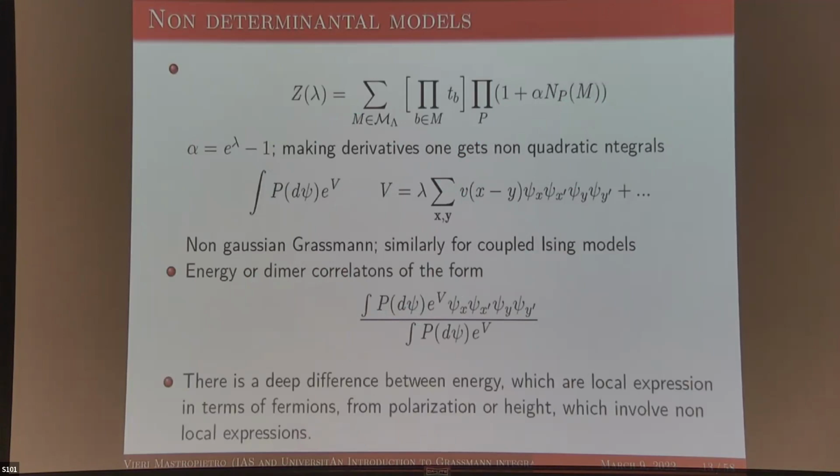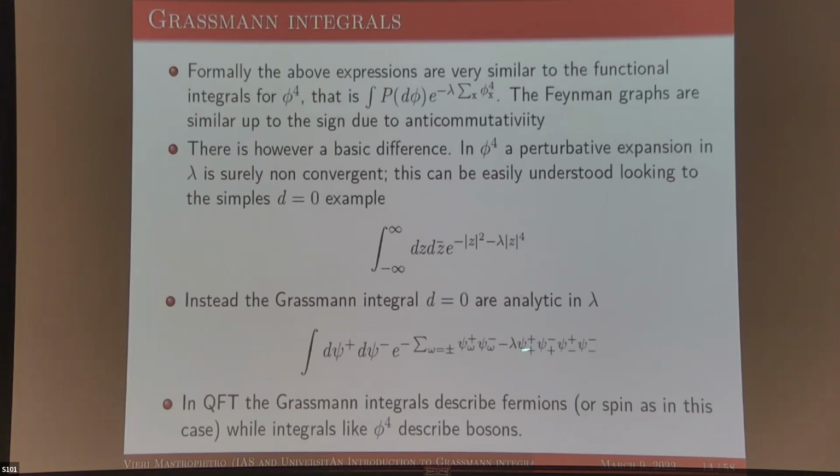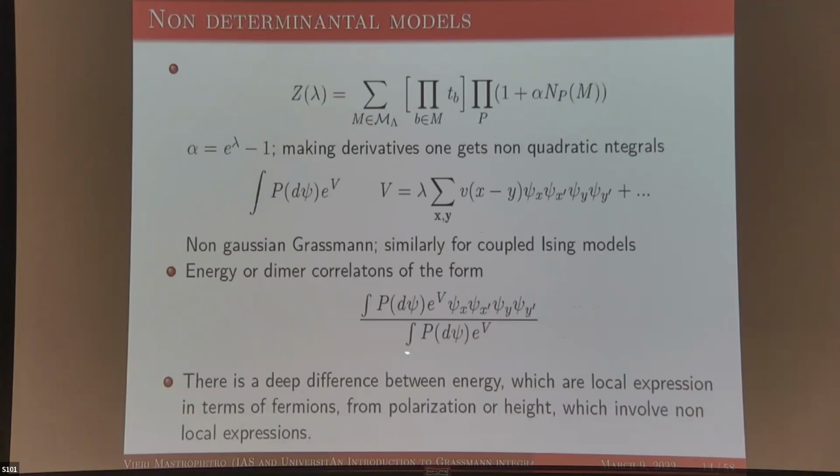So now let me say that there is a deep difference between energy, which are local expressions, and polarization of height, which involve non-local. We will see what this means. Okay, so let me make a comparison between, for instance, phi4, right? So this object here is very similar to phi4, but there is also a deep difference.